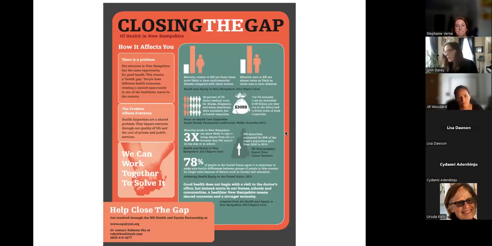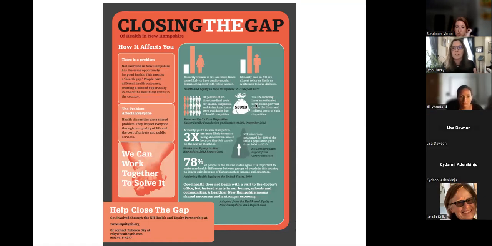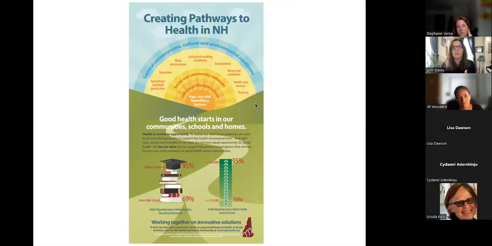Okay, I want to be conscious of time, so we're going to move along a little bit. You remember this infographic? I'm going to show you how we changed it. We changed it to this, which was creating pathways to health in New Hampshire, and the whole metaphor is about pathways and removing barriers and opening opportunity.